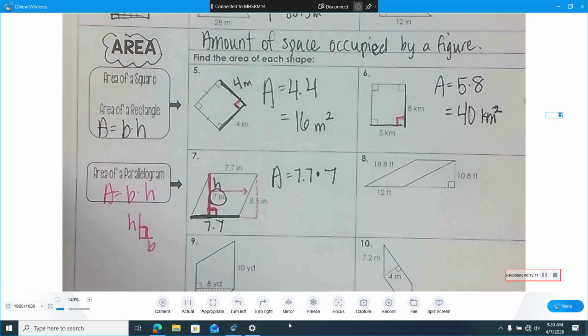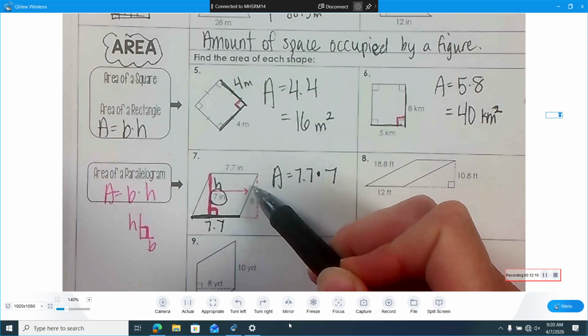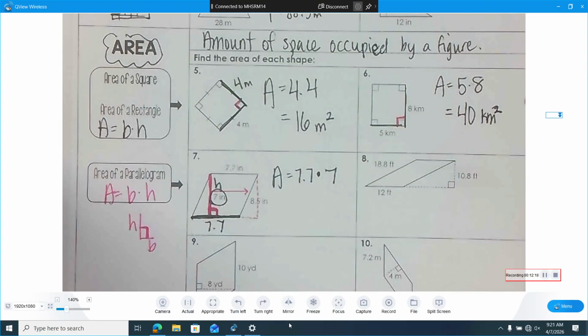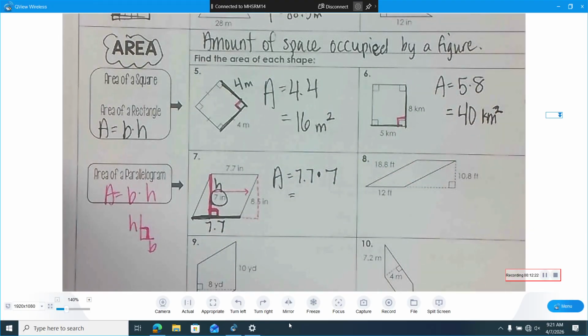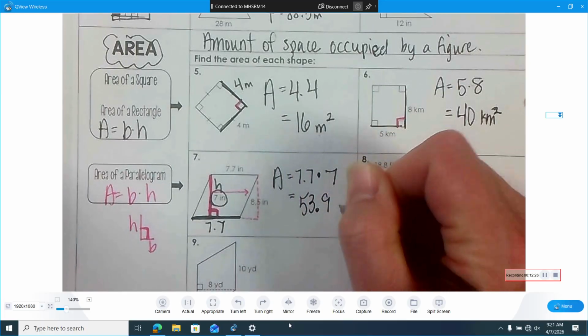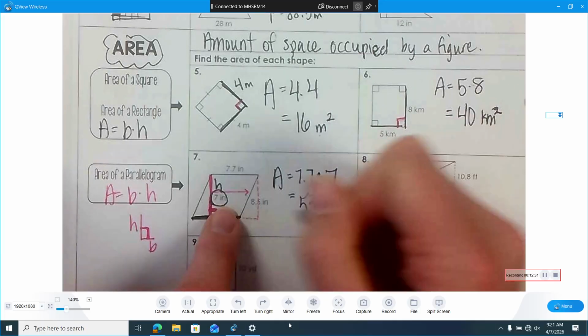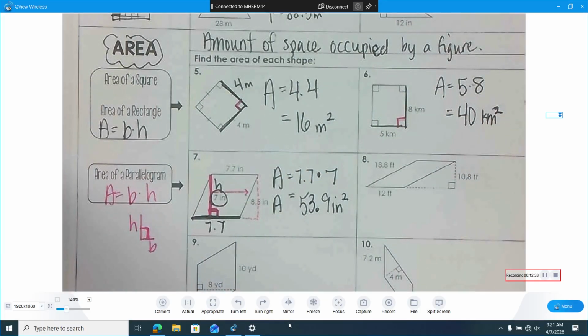It's just sort of a distractor in this case. It is what we would call a slant height, because it's slanty. Does that make sense to you? Okay. All right. So what is 7.7 times 7? 53.9. And this is inches to what power? Squared. Yeah, inches squared. Very good.